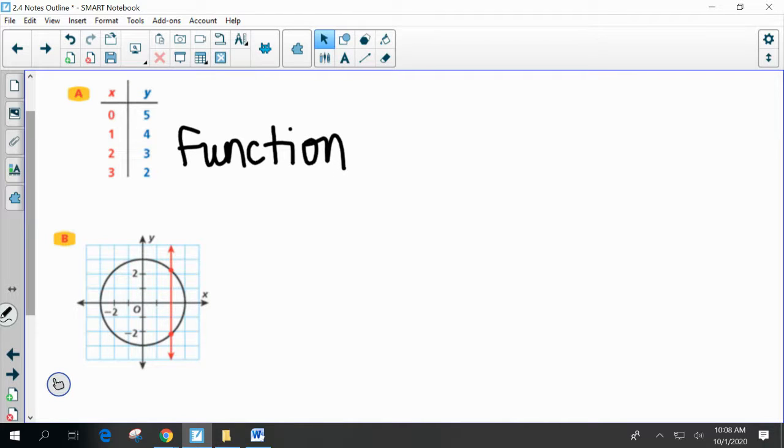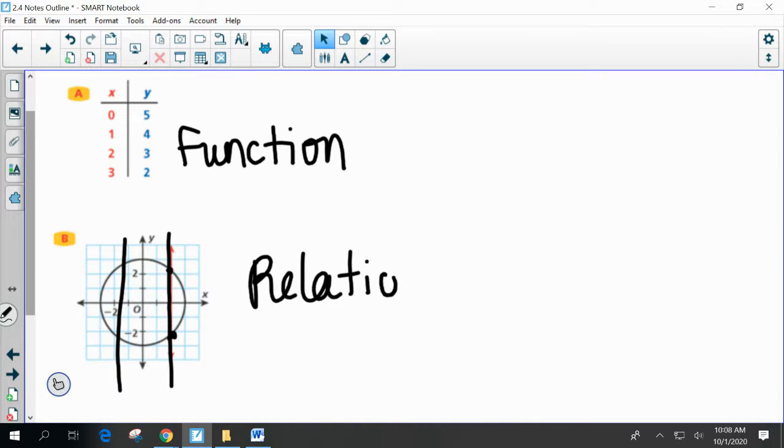Okay, so then the way we tell with a graph is we do something called a vertical line test. So this black circle is the graph. If we draw a vertical line through any point in the graph, if it touches more than one time, then it is not a function. So in this case, it touches 2 times. So that would make this a relation. So if it touches more than one time, it is not a function.